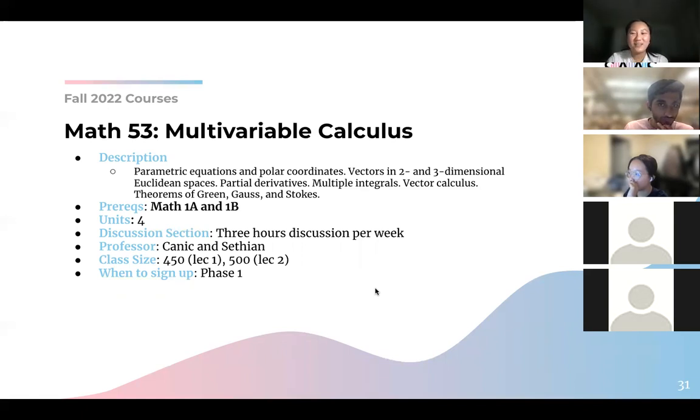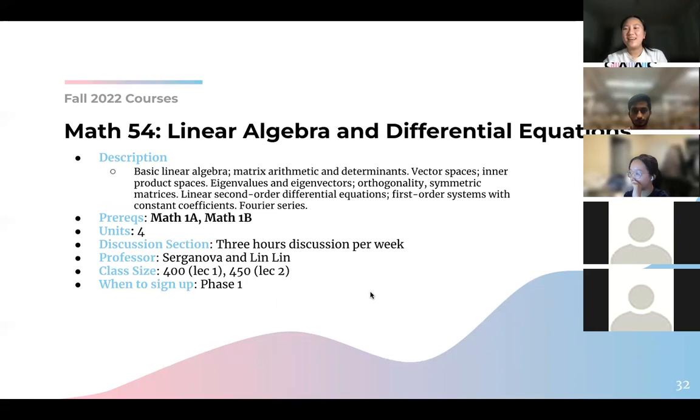Even though the class sizes are pretty big, I would still recommend phase 1-ing it, just because a lot of majors do have to take 53, especially in COE, and a lot of the natural sciences have to take 53. So to be safe, I really think you should phase 1 it, especially because it is a prereq for several upper divs. And you don't really want to delay getting into those upper divs because you haven't completed the prerequisites yet.